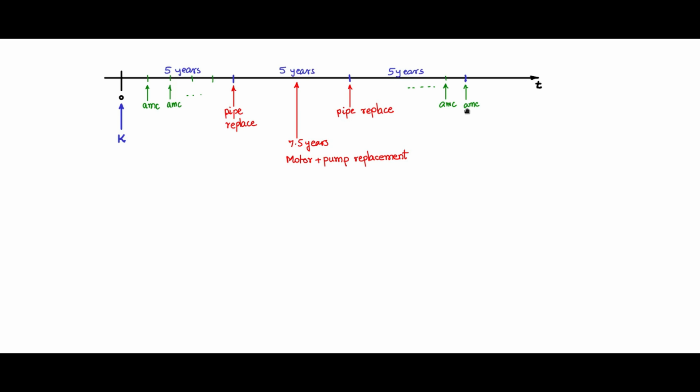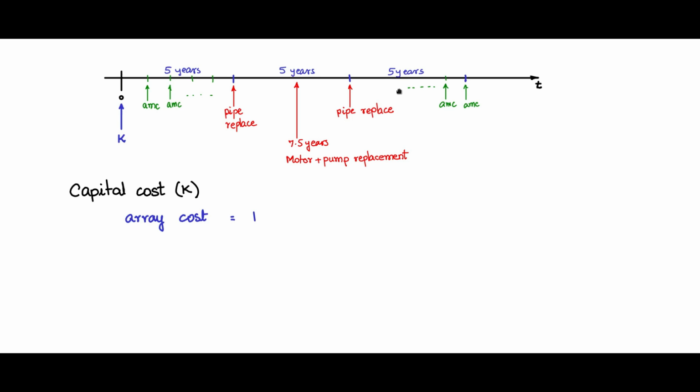So this is geometric progression. We know how to solve that. We will do that at that point in time. So now we need to calculate what is the capital cost, what are the replacement costs in red, what are the AMC costs, what we have written in green. So let us do that exercise. So first let us calculate the capital cost, K.